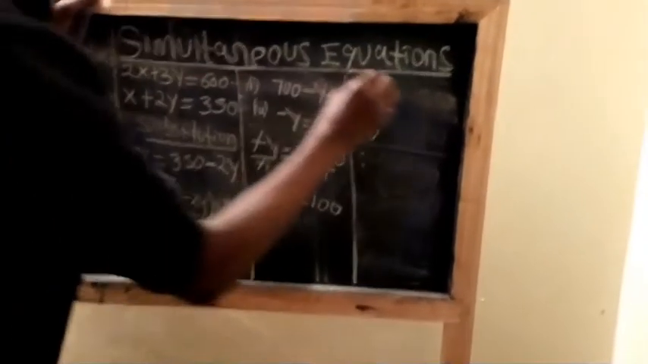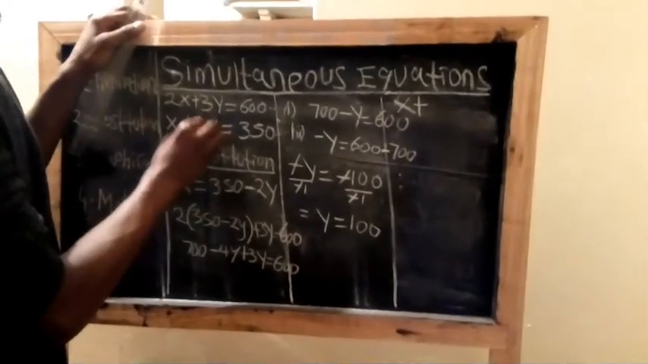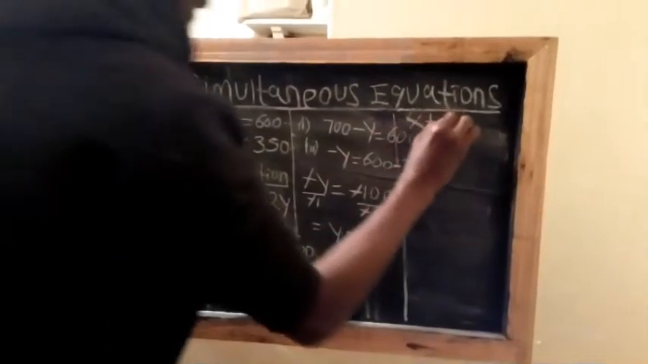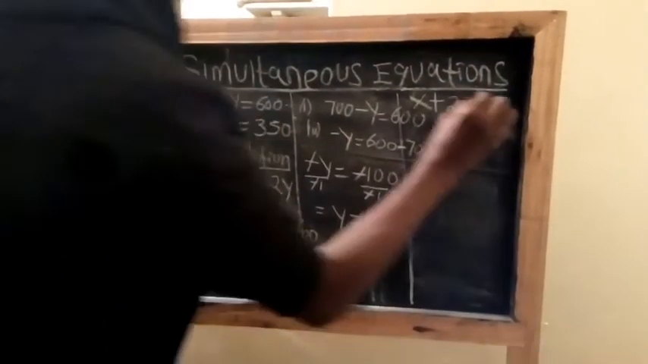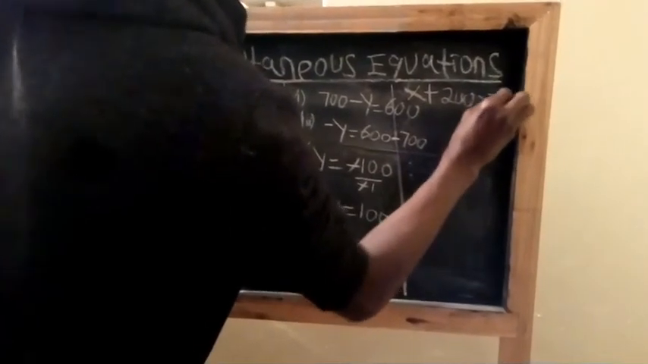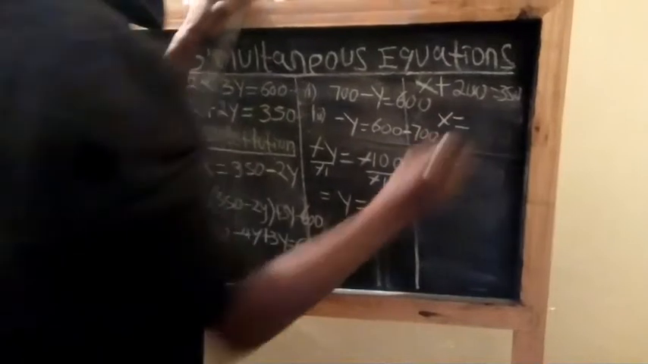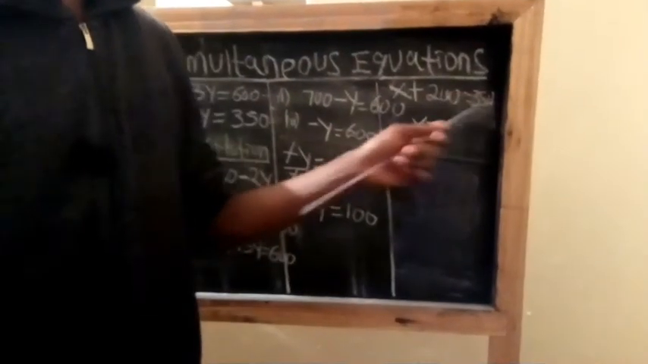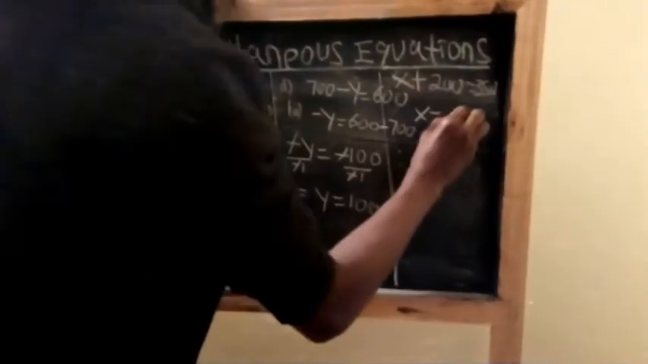x, which is this one, plus 2y. 2y means 2 times y, and what is y? 100. So 2 times 100 is 200, equal to 350. We want x, so x will be equal to, the 200 will cross the equal sign, so it will change its sign to be a negative. So it will be 350 minus 200, which is 150.